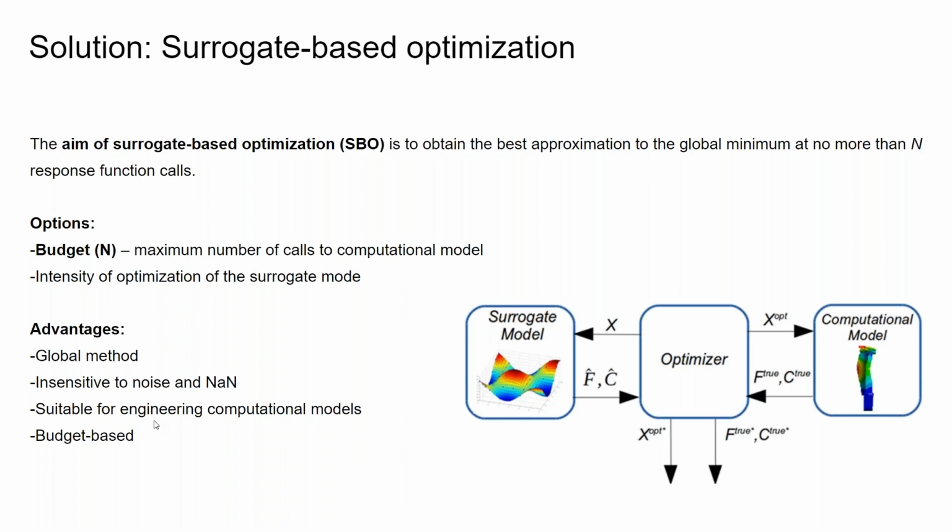One more important feature of SBO is that it is a budget-based method. So the optimizer won't use more heavy CFD model launches than the user allows it to.